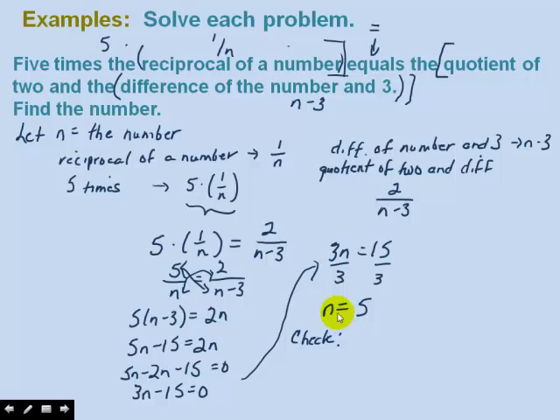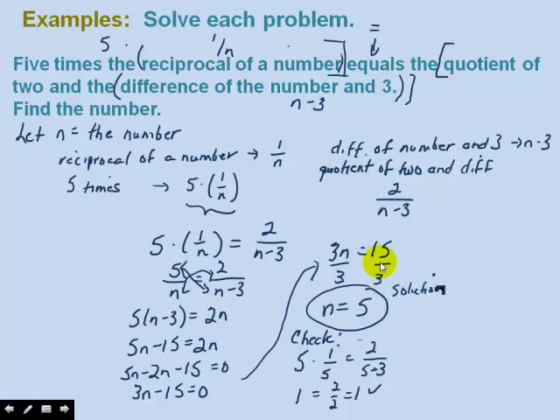Now let's check our solution. So first we're going to go back to our equation that we started with here. So we have 5 times 1 over 5 is equal to 2 over 5 minus 3. So here we have 5 times 1/5, that's going to be 1. And over here we get 2 over 2, which is equal to 1. So that checks. So that means that this is our solution. And since we started out with a problem in words, then we need to write out our answer in words.